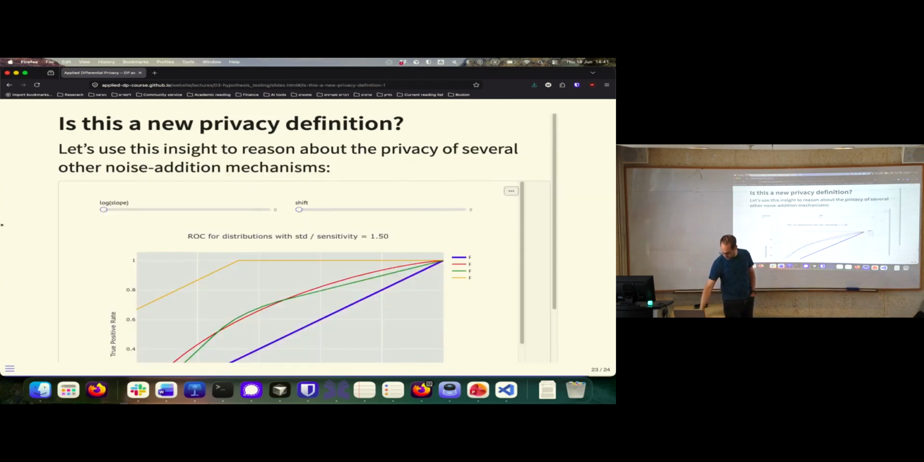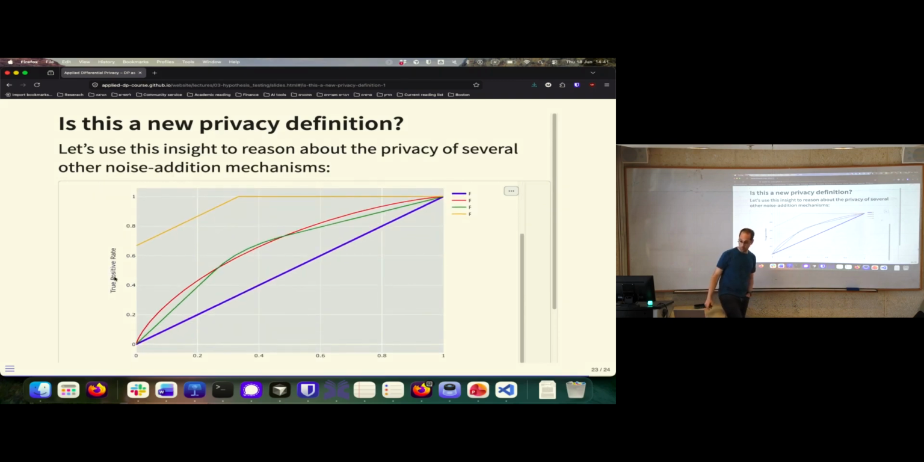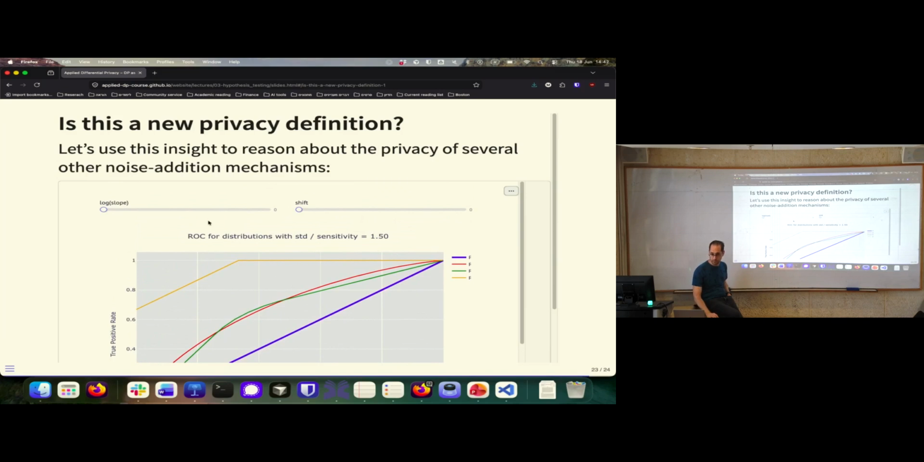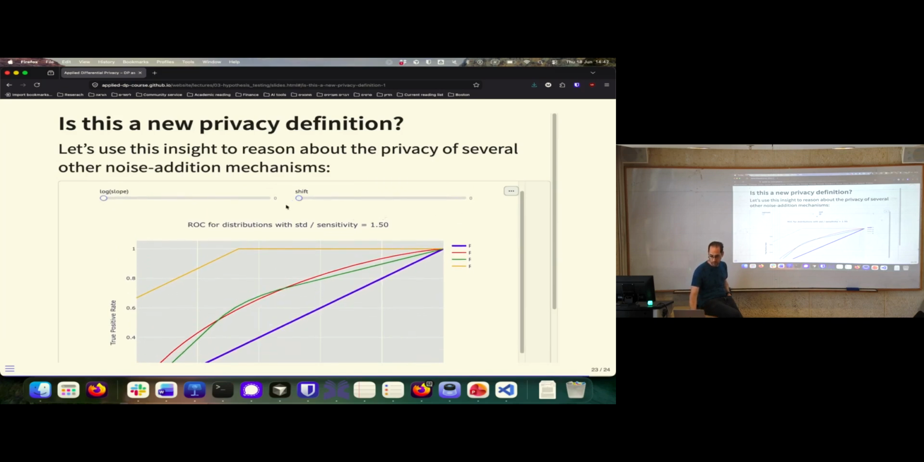So, in other words, here we see a few mechanisms. Doesn't matter what they are. But each one of them, I can tell you, is a noise addition mechanism. Maybe we will figure out together what is what. And here we can control the privacy and the parameters. So let's start with putting the shift at 0. What type of privacy definition does it correspond to?